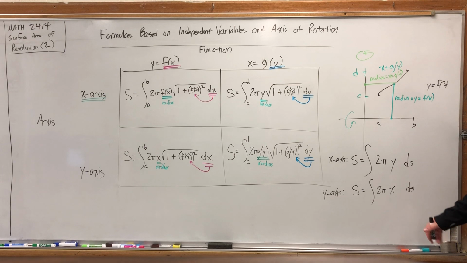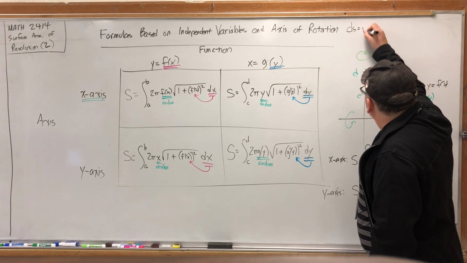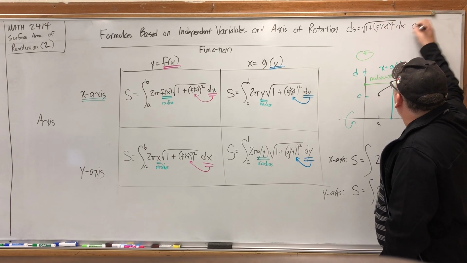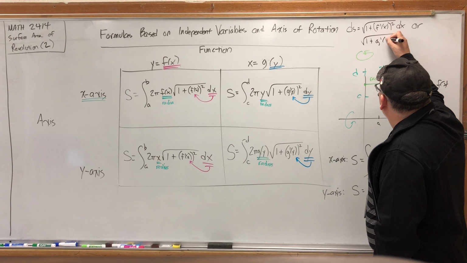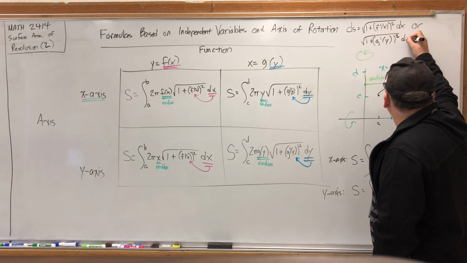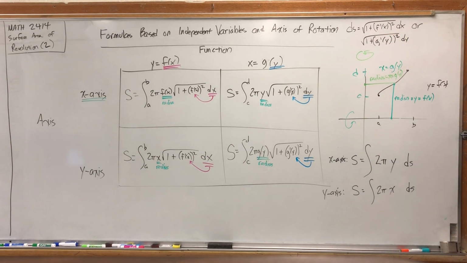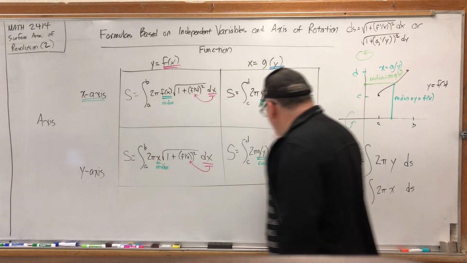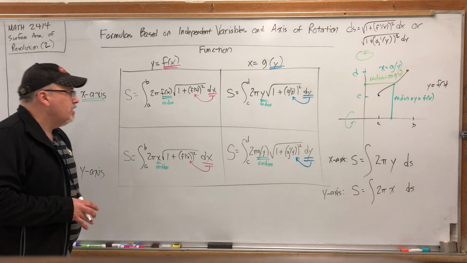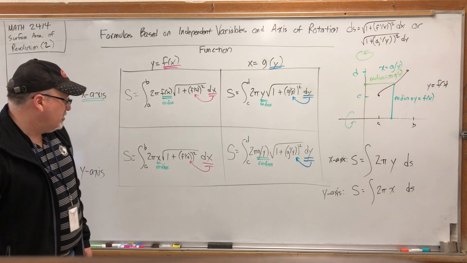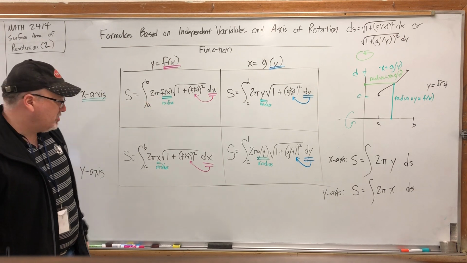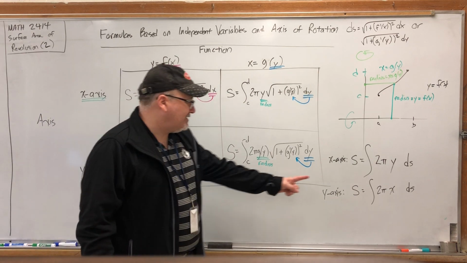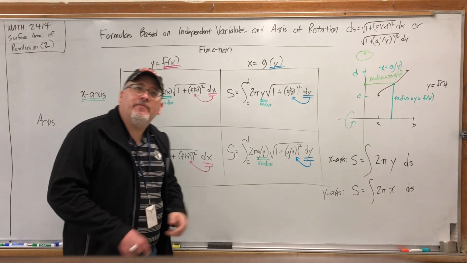How do you know whether to unpackage ds into the square root of 1 plus f prime squared dx, or the square root of 1 plus g prime of y squared dy? How do you know which one to unpackage it into? It just depends upon whether you're a function of x or a function of y. Just make sure that before you integrate, everything is in terms of the same variable. If you're doing dx, everything should be x's. So if you have a y, replace it with f of x. If you're doing dy, everything should be in terms of y's. So if you have an x, replace it with g of y.